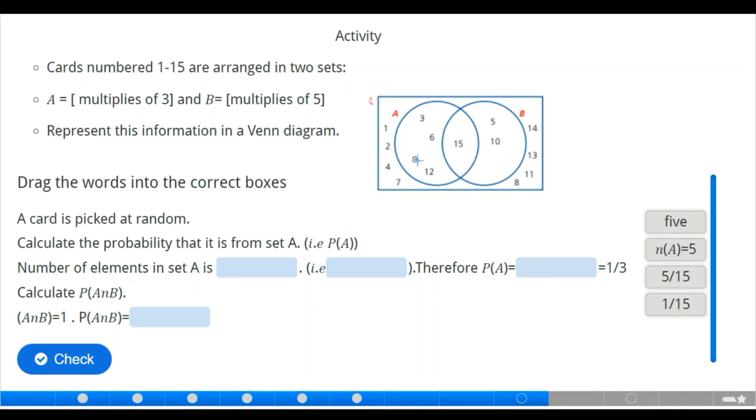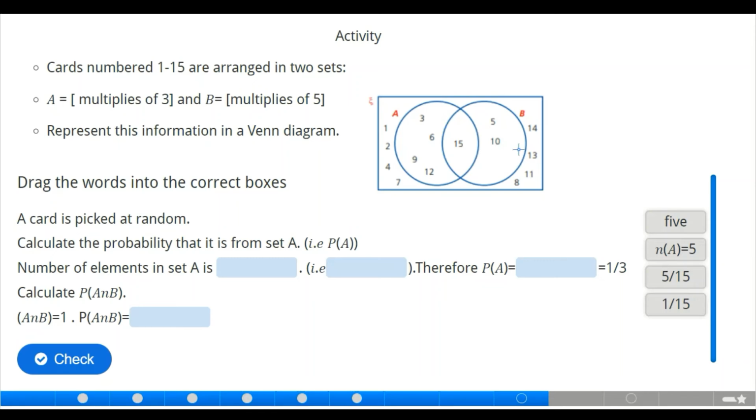So for us to get set A, what we need to do is find the multiples of 3, which is 3 times 1, 3, 3 times 2, which is 6, 3 times 3 is 9, 3 times 4 is 12, and 3 times 5 is 15. 15 is the maximum number of that card. And for set B, multiples of 5. 5 times 1 is 5. 5 times 2 is 10. 5 times 3 is 15. 15 is the maximum number in that set. Okay, so you see that we have set A and set B.